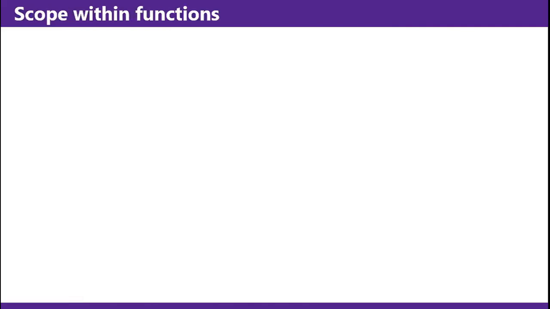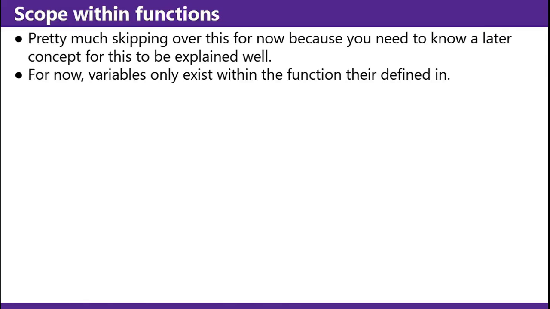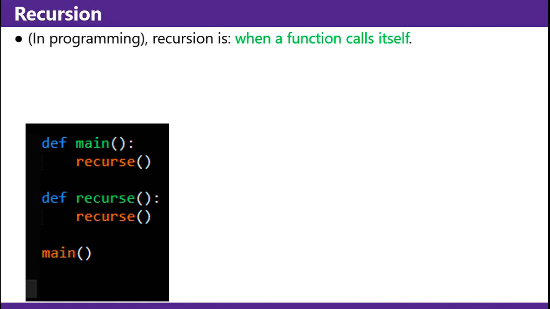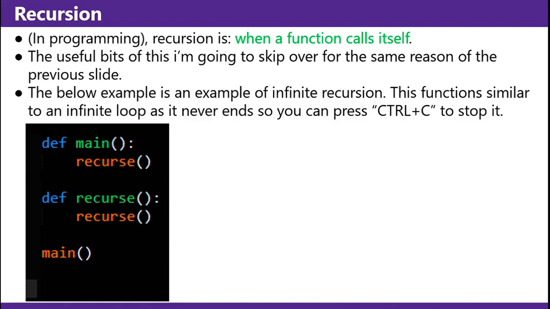Scope within functions. Pretty much skipping over this for now because you need to know a later concept for this to be explained well. For now, variables only exist within the function they're defined in. Recursion. In programming, recursion is when a function calls itself. The useful bits of this I'm going to skip over for the same reason as the previous slide. The below example is an example of infinite recursion. This function is similar to an infinite loop as it never ends, so you can press Ctrl-C to stop it.